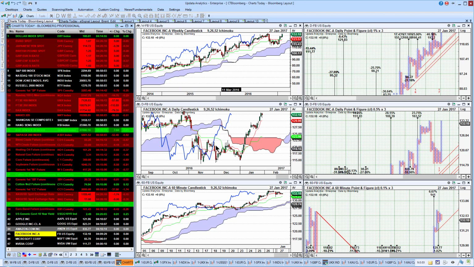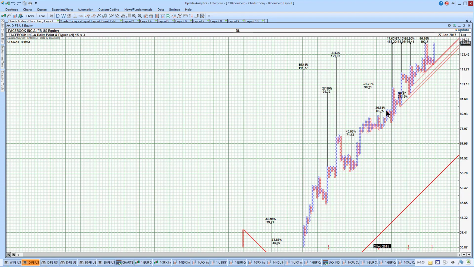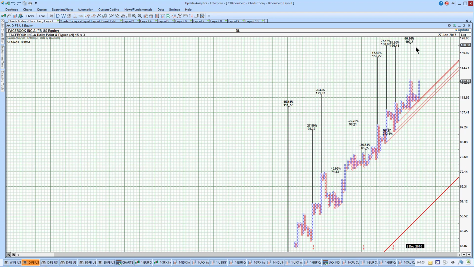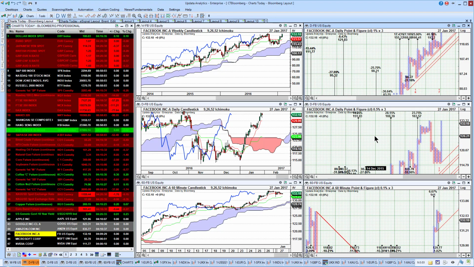So Facebook back above the cloud, really motoring to make a new high here. We've negated the downside target, so that's really quite key on Facebook. We've got a plethora of upside targets here, and we've negated the downside target. A new upside potential here of 193. If we move just a little bit higher, we activate that. That's 46% upside. So Facebook just seems to have no end to it.